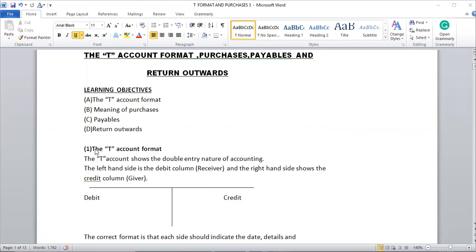So the first lesson, the T account format. The T account shows the double entry nature of accounting. The left-hand side is the debit column, that's the receiver. And the right-hand side shows the credit column, that's the giver. So this is the T account. The left-hand side, that is the debit column, and the right-hand side, the credit column.